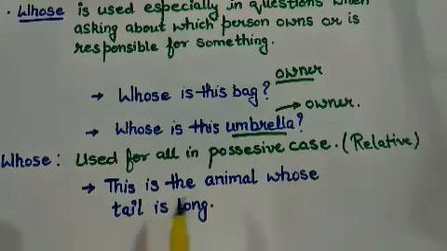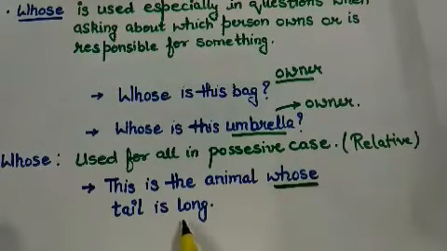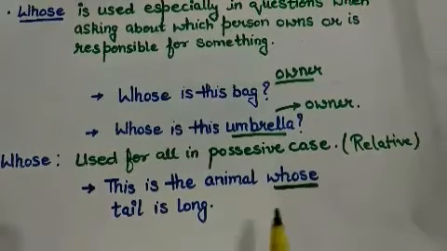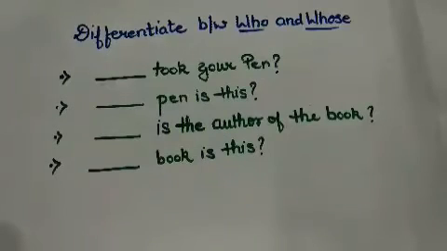Whose is also used for possessive cases, like in relative pronouns. See, this is the animal whose tail is long. Here I am relating this characteristic of the animal with the help of whose, so we can also use it as a relative pronoun. I have written a few examples that will help us differentiate between who and whose.